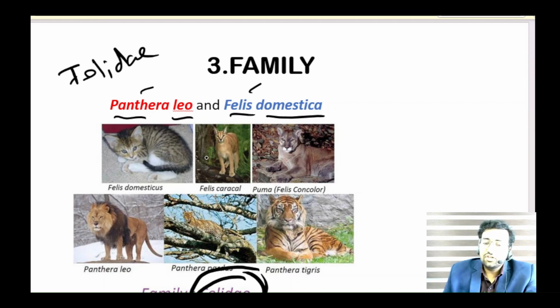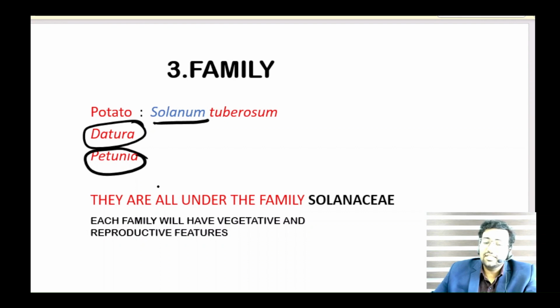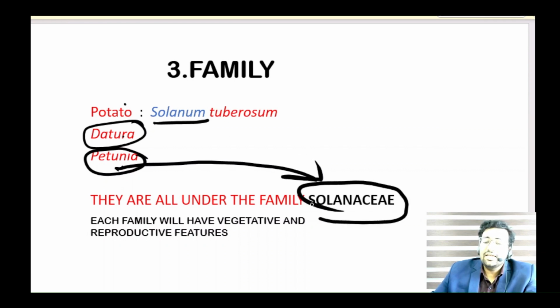Okay, you understood. So a group of genera having the same characters is the family. If you look at the plant kingdom, you can see Solanum tuberosum, the potato, is one genus. Datura is another genus. Petunia is another genus. So potato, Datura and Petunia belong to the same family, the Solanum family, Solanaceae. Solanaceae family includes potato, Datura and Petunia, and each family will have vegetative and reproductive characters.